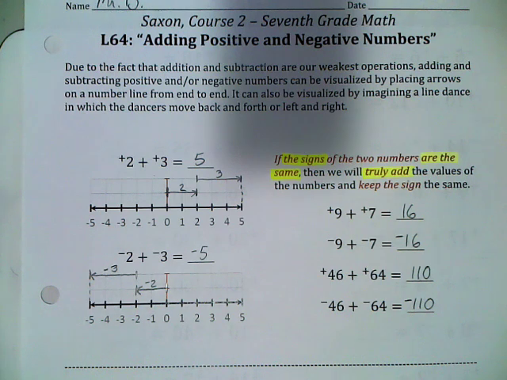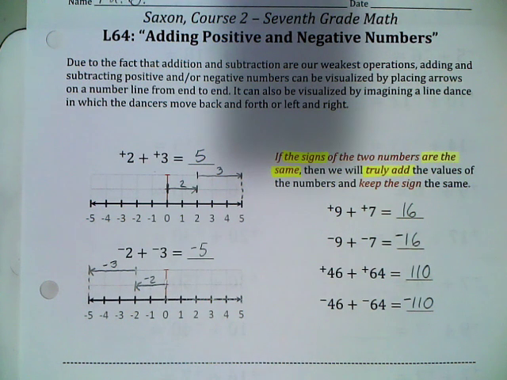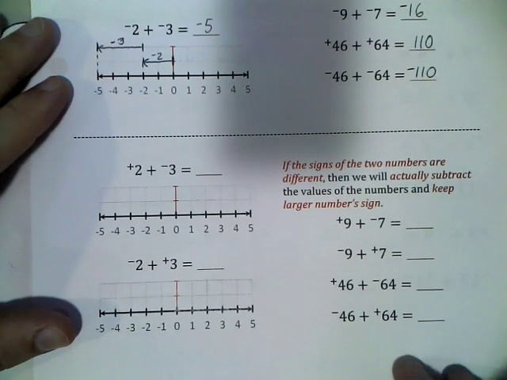And so, ladies and gentlemen, that is our shortcut there for when the signs are the same. If the signs are the same, you are going to truly add up your numbers, and then just keep whatever sign they both had. Now let's take a look at what happens if the sign is different.